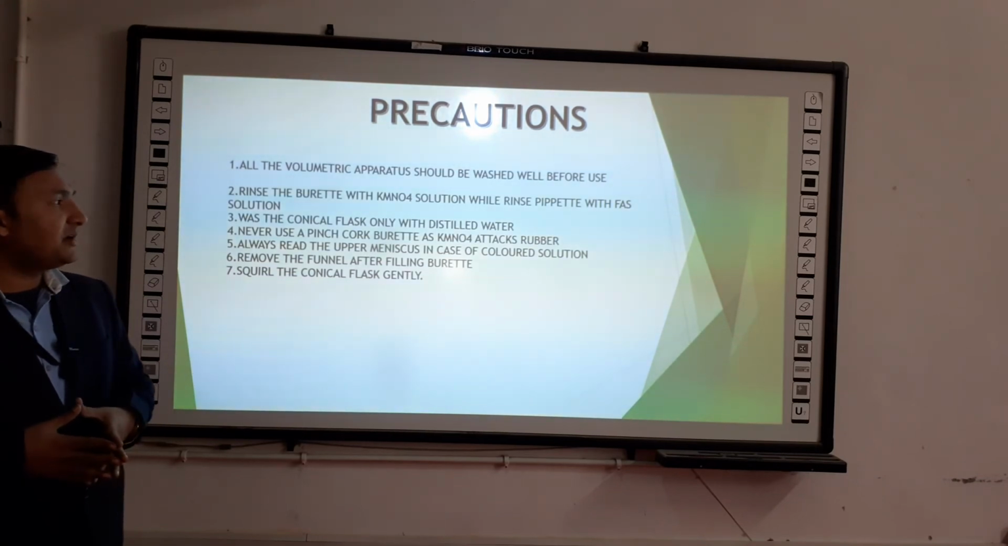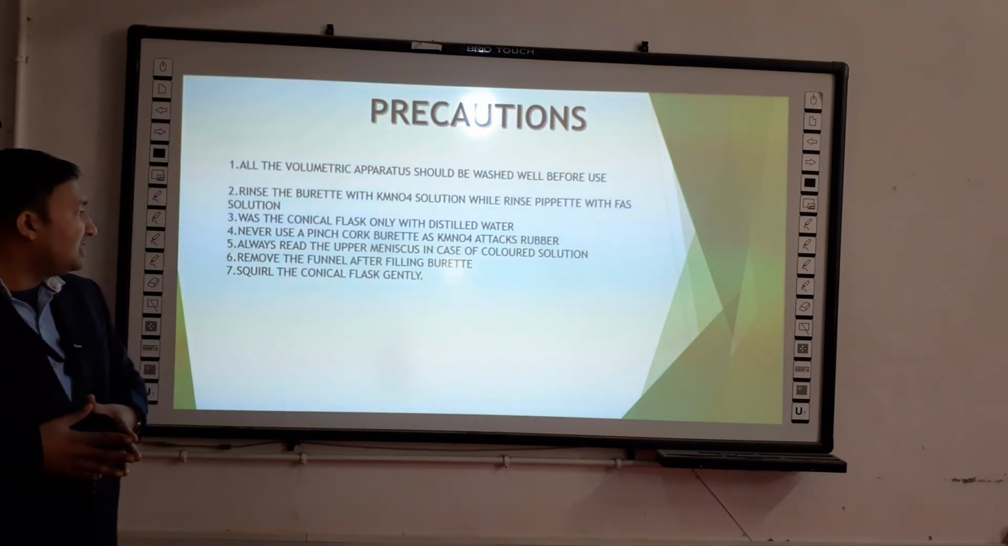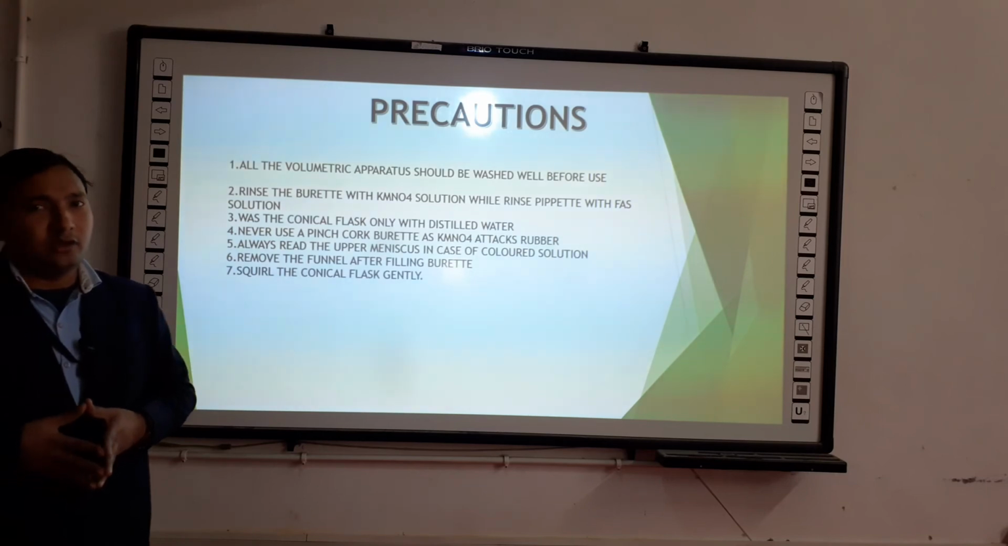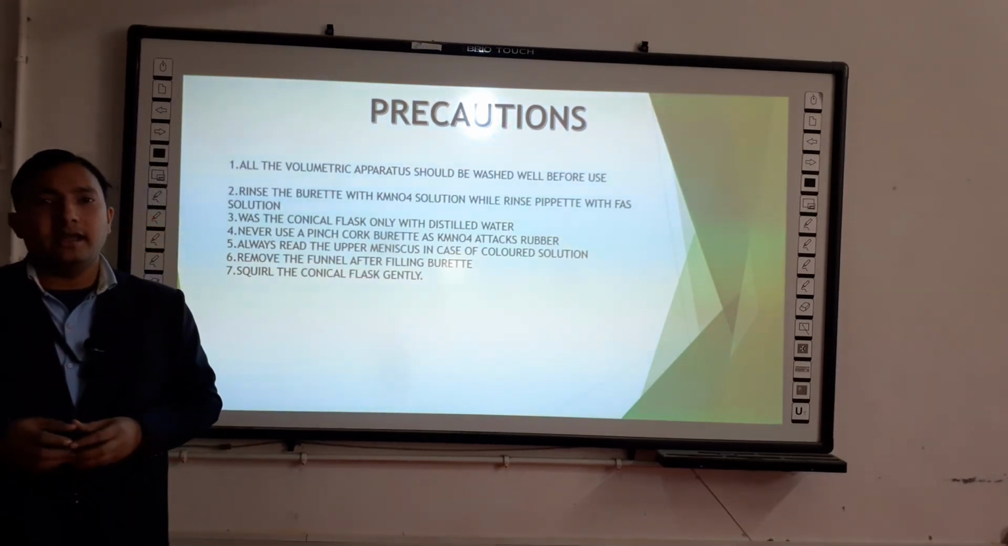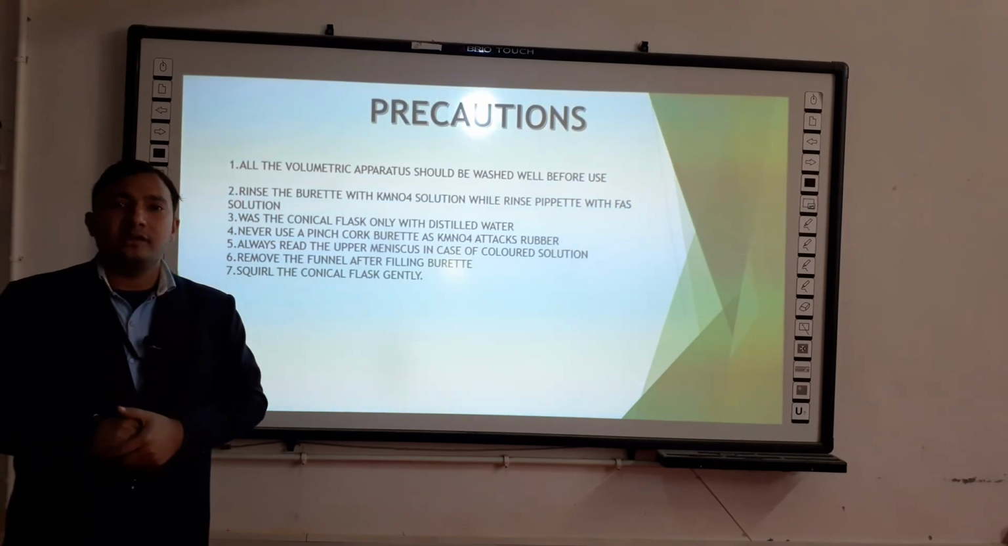Always read the upper meniscus in case of a colored solution. Swirl the conical flask gently. I hope you will all remember these precautions during the experiment, and I wish you better luck in your practical examination.